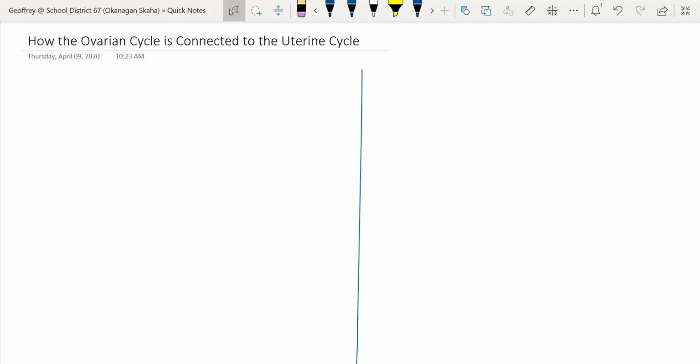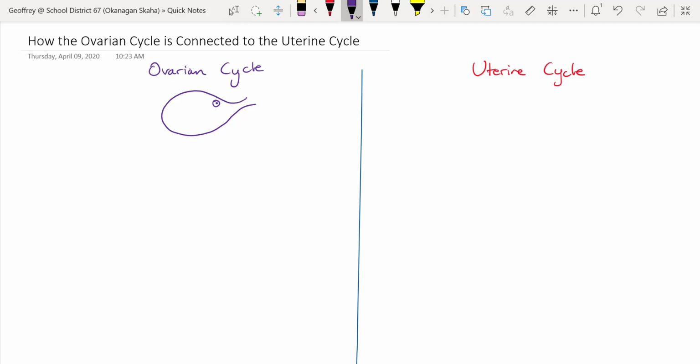All right, so we're going to be connecting the ovarian cycle to the uterine cycle and we're going to explain how the ovarian cycle affects the uterine cycle. So we've got the ovarian cycle, and remember this is the ovary. If we just draw a little ovary right here, we're going to have our little egg with the follicle, and it's going to do some stuff, and we're going to see that in a second. And over here we have our uterine cycle, and this is all taking place in the uterus. All right, so let's start with the ovarian cycle, and we're going to start with the follicular phase.